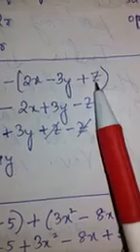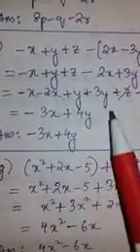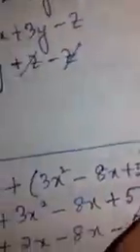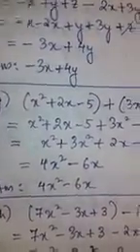Next, number F. Here also the second expression is given inside the bracket. You are going to open the bracket, like plus 2x became minus 2x, minus 3y became plus 3y, and plus z became minus z. Next, arranging the like terms, and by addition and subtraction we will get minus 3x plus 4y.